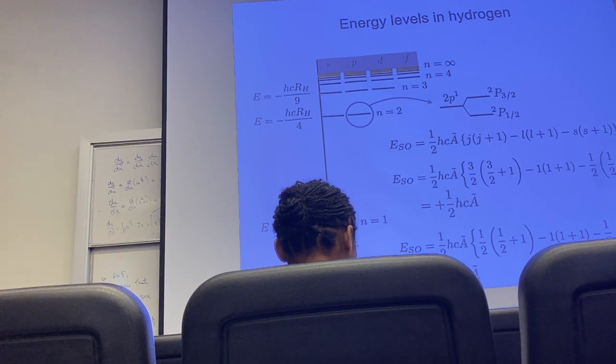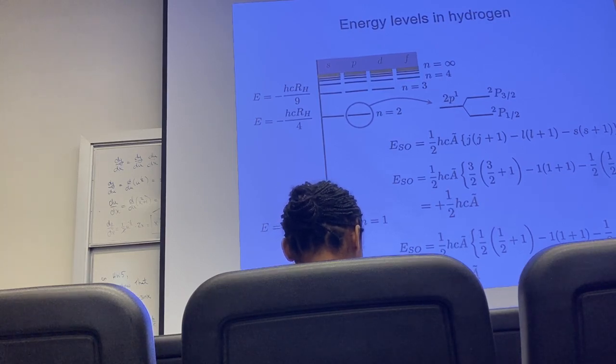That's the shift. So basically, the top state goes up by a value 1/2 HCA. The bottom state goes down by a value of HCA. So both are moving away from their original value. That's what this energy means. This energy, ESO, means energy spin orbit. Spin orbit coupling energy, either up or down.